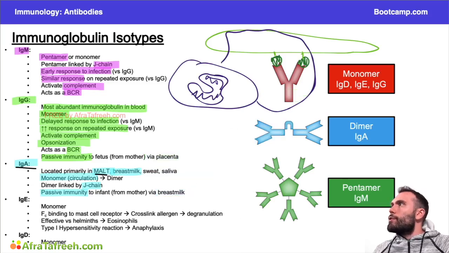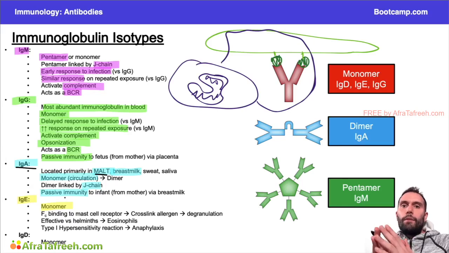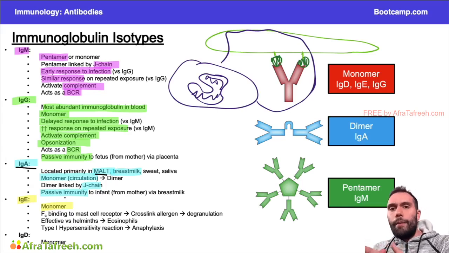All right, let's jump down to the IgE antibody. So the IgE antibody is also a monomer like IgG. And the thing that you want to remember with IgE, there's two big things. It's really going to be its ability to respond to helminthic infections.